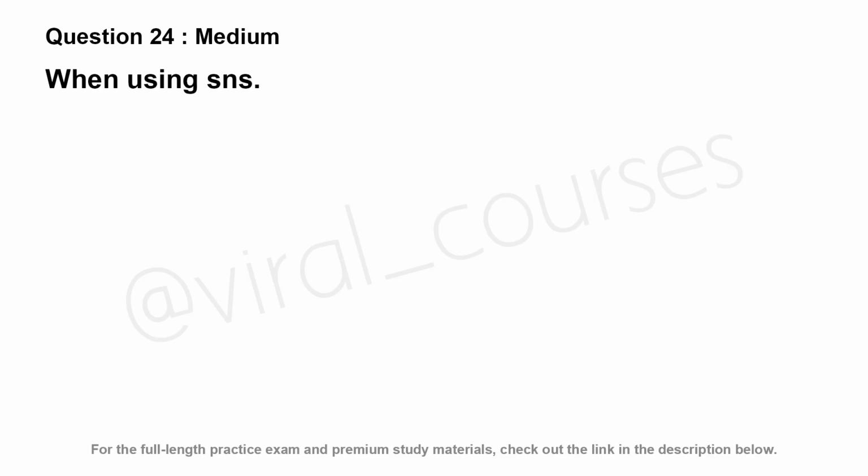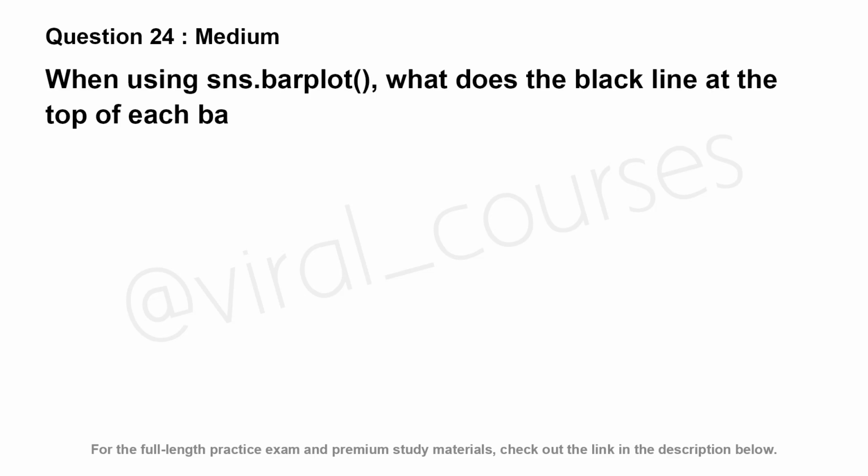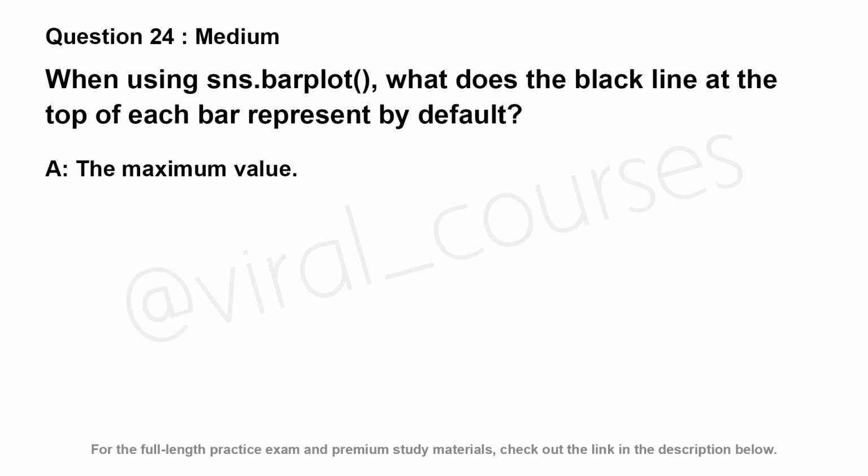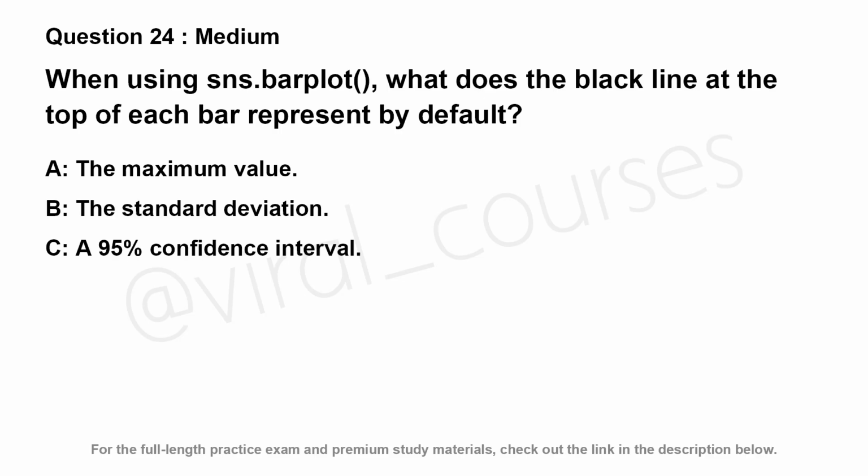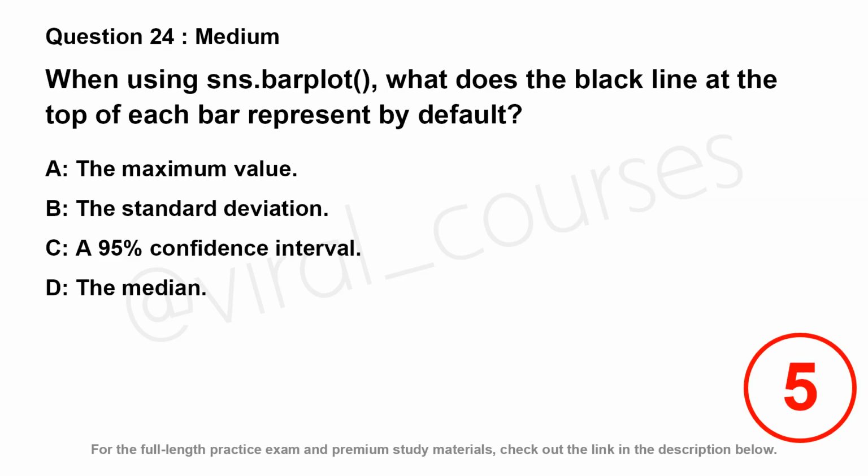When using sns.barplot, what does the black line at the top of each bar represent by default? Option A. The maximum value. Option B. The standard deviation. Option C. A 95% confidence interval. Option D. The median.